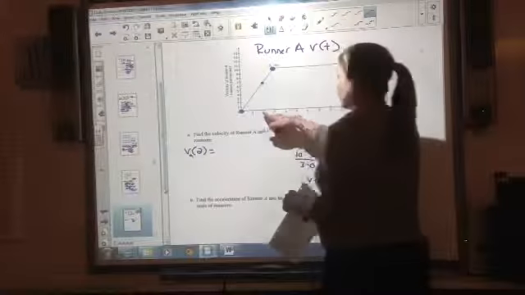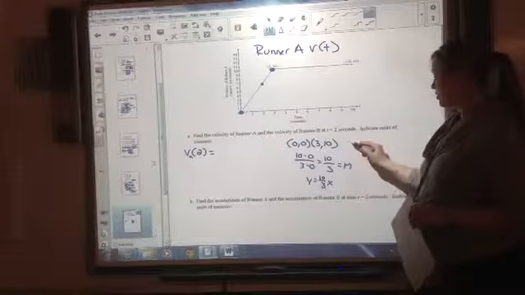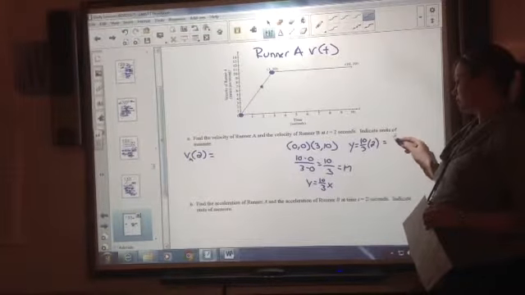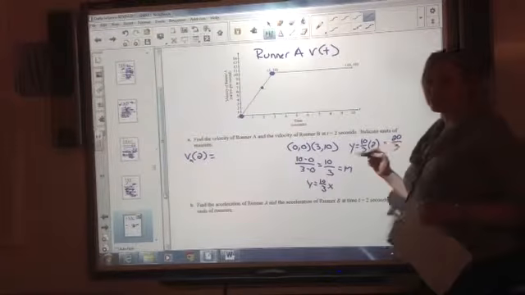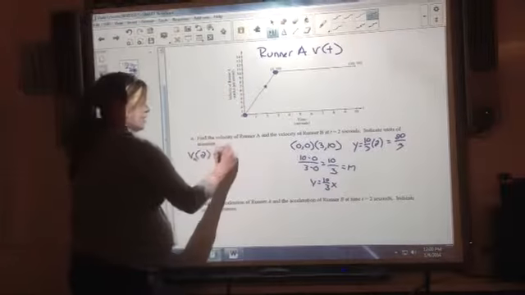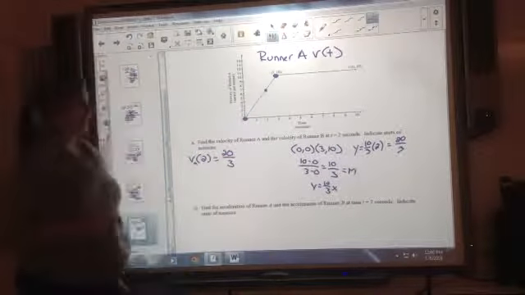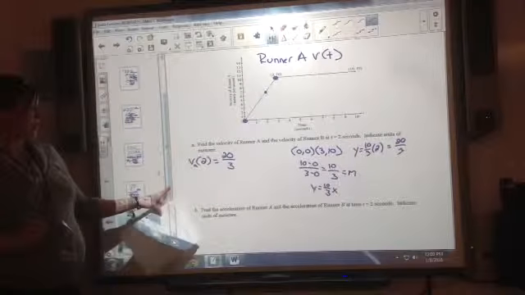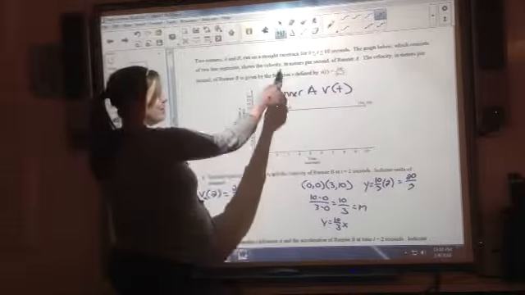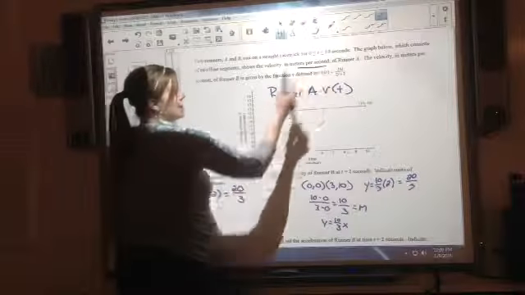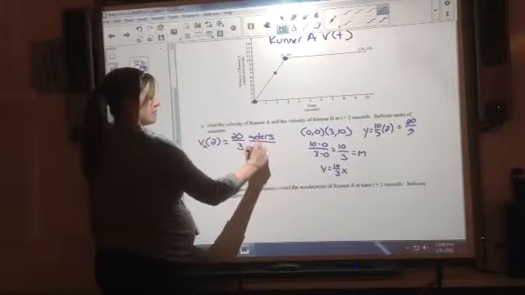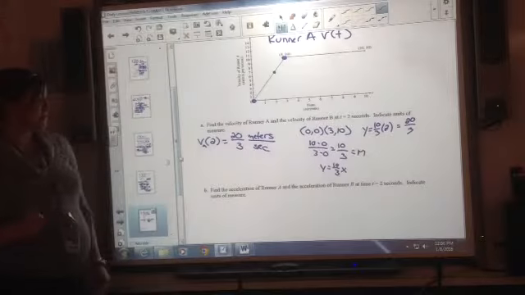And so now I'm going to go over here, and I wanted to know this at 2. So y equals 10/3 times 2 equals 20/3. Oh look, this is a little bit less than 7, so it's a good thing we didn't guess anyway. So 20 over 3. It says indicate units of measure though, so I must indicate units of measure in order to get credit. So 20 over 3, and it says meters per second.